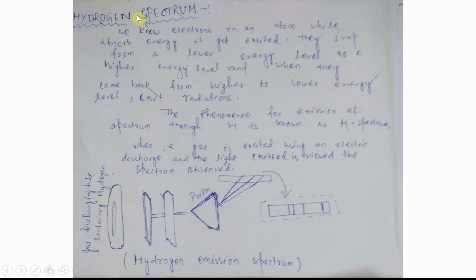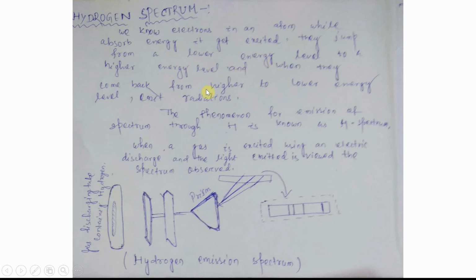First, we have to know what the hydrogen spectrum is. Actually, we know from Bohr's model that when electrons in an atom absorb some energy, they get excited. They jump from a lower energy level to a higher energy level. This thing we know.